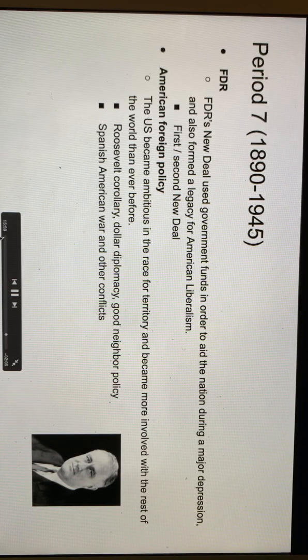The U.S. also became ambitious in the race for territory and became more involved with the rest of the world than ever before. This includes the Roosevelt Corollary, which was a change to the Monroe Doctrine to allow for U.S. involvement in nations that they fear are being controlled or under attack. The dollar diplomacy and the good neighbor policy really sought to improve economic relations between America and Latin American countries. And the Spanish-American War and other conflicts showed that the U.S. was really becoming an imperialist nation at the time.